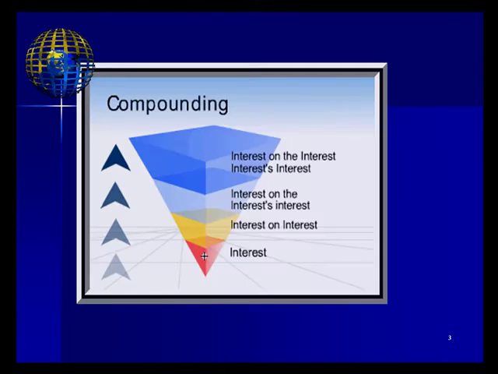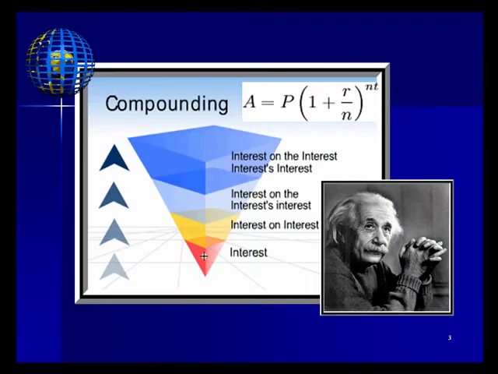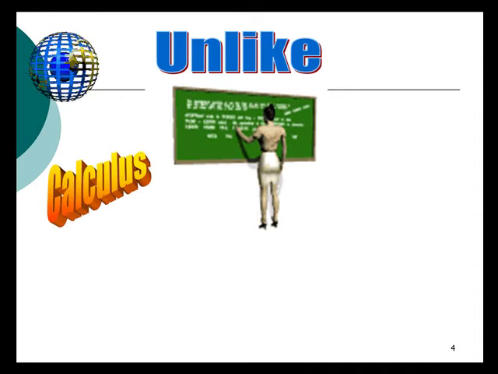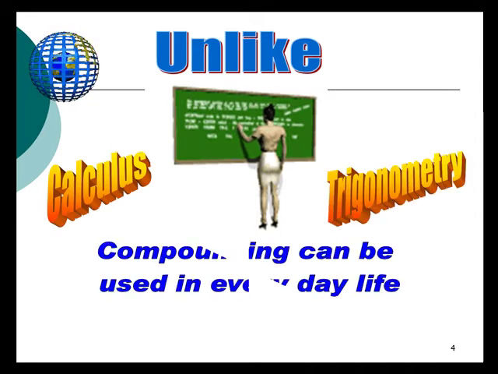Albert Einstein was of the opinion that compound interest is the greatest mathematical discovery of all time. While some may beg to differ, we think this is true because, unlike the calculus or trigonometry you studied back in high school, compounding can be and is used in everyday life.